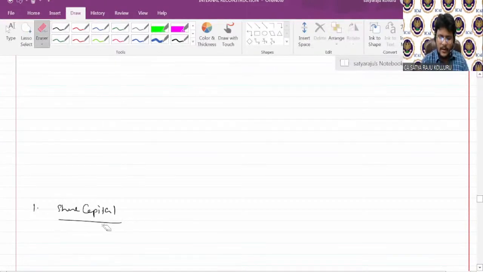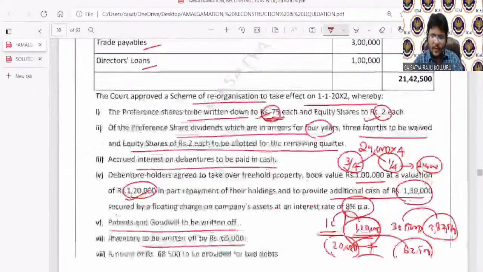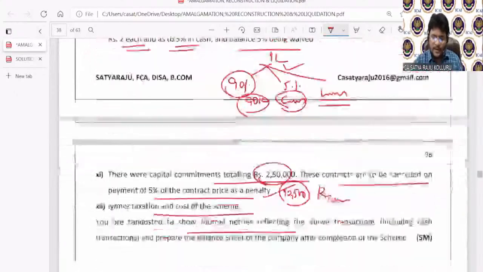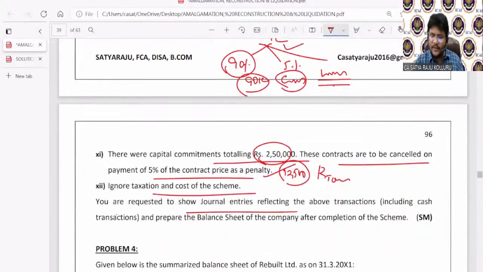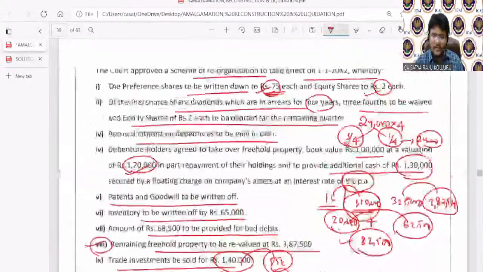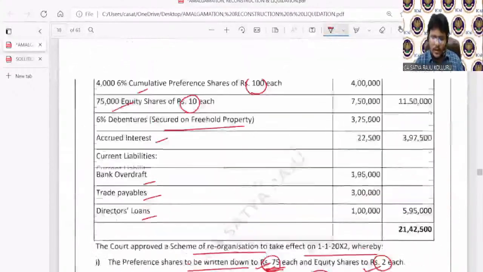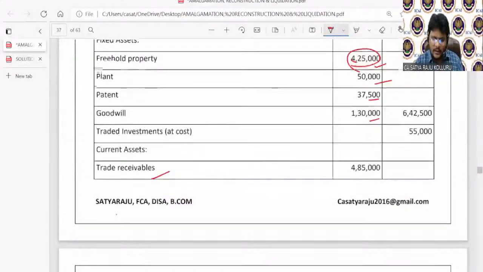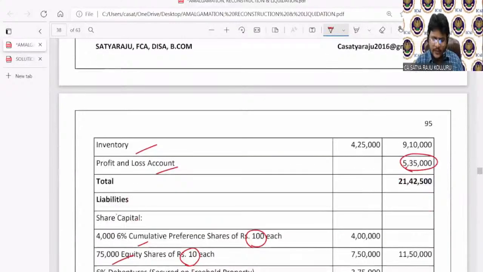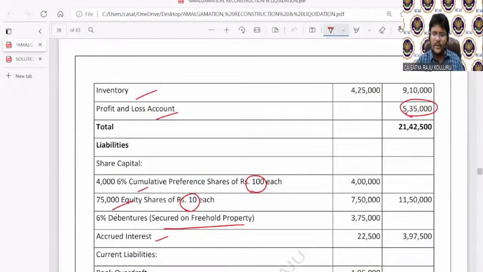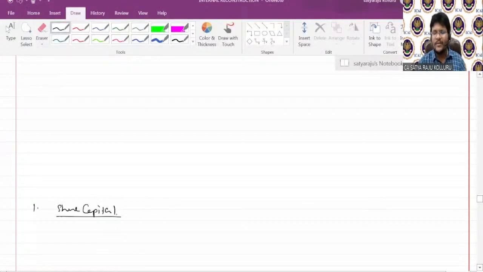First, let us check, guys. Is there any information given in the problem related to authorized share capital? There is no information related to authorized share capital, right? Let me check the balance sheet clearly. Yes, there is no information. They have directly given the paid up value only. So that's why you need not represent the authorized capital.